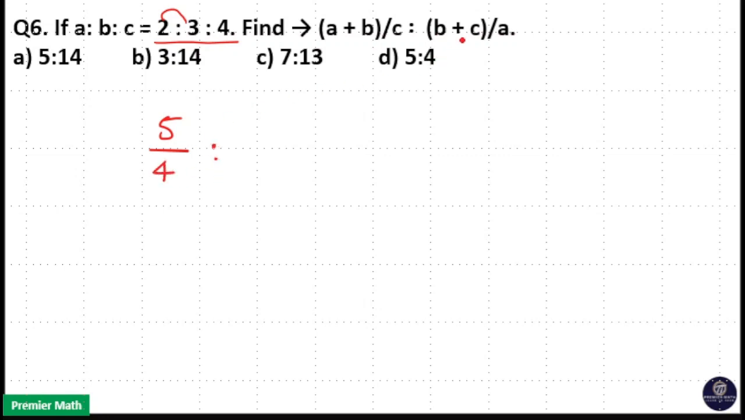B plus C is equal to 3 plus 4, 7 and A is equal to 2. So, B plus C by A is equal to 7 by 2. 2 cancels. That means cross multiply, 5 into 1 is to 7 into 2, 14. So, 5 is to 14. Option A is your answer.